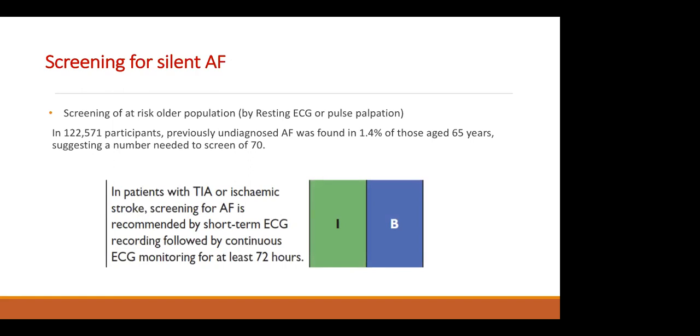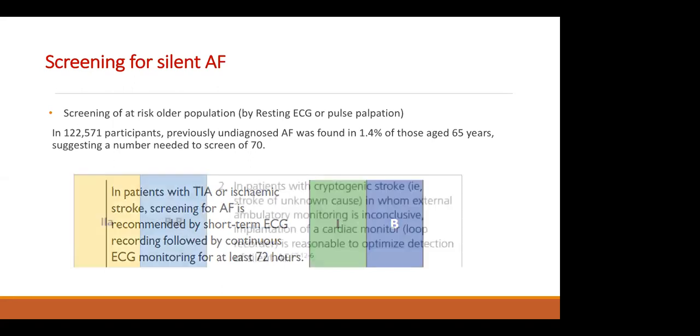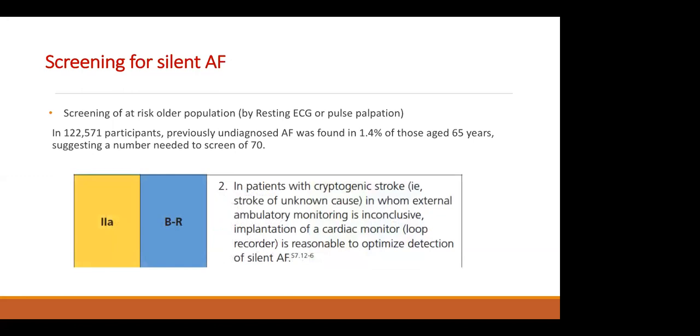In some cases with cryptogenic stroke or TIA, it's very important to screen for atrial fibrillation, either by ECG, or even if the ECG is fine, you should, as a class 1 recommendation, do Holter for at least 72 hours to pick up any runs of atrial fibrillation, which keep this patient at risk, and you should start oral anticoagulation to prevent recurrent stroke. And if the Holter or the external ambulatory monitoring is inconclusive and you are still doubtful, there is a class 2A recommendation to implant a cardiac monitor or a loop recorder to optimize detection of silent atrial fibrillation.